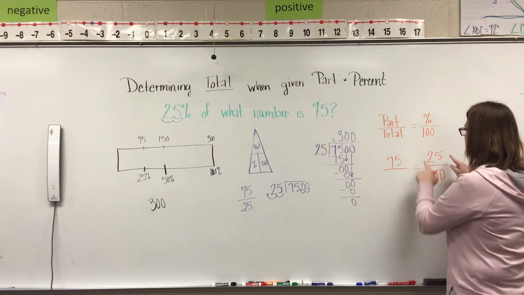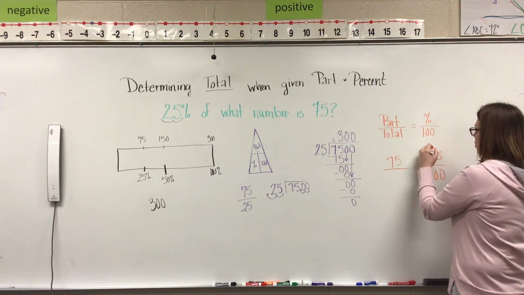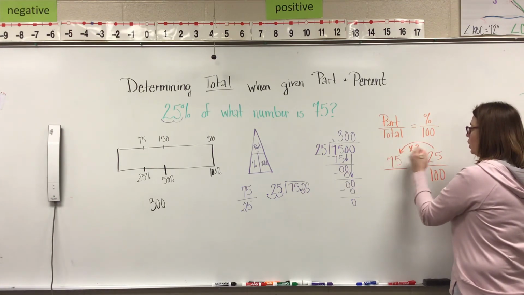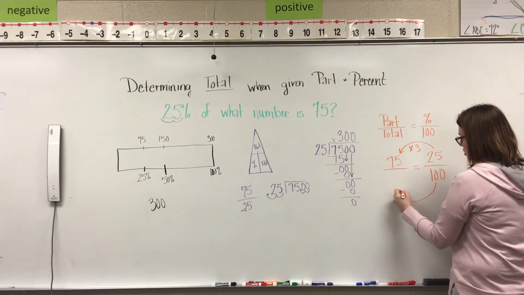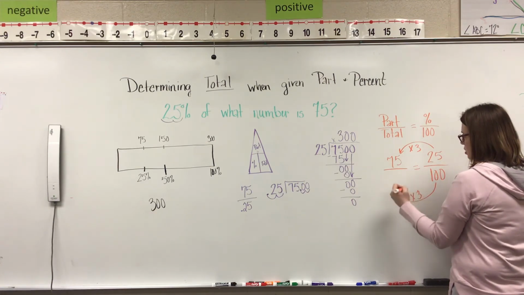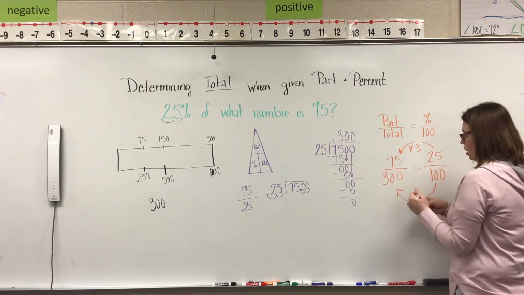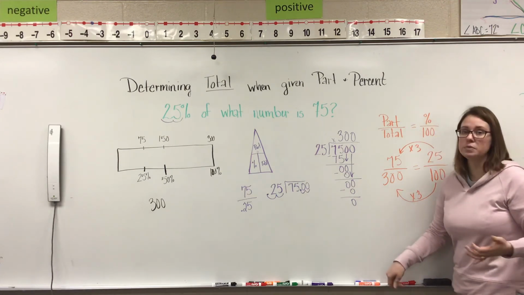So when I look at 25, if I have 25 and I want to make it 75, then I multiply by 3. Whatever I do on the top, I do the same thing on the bottom to keep it balanced. So that's going to give me 300. All right, so there are 3 different ways you can solve these. Again, use whichever works best for you.